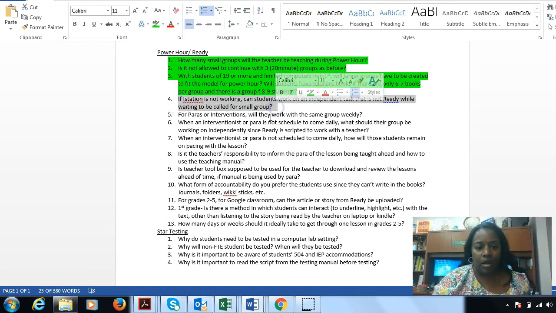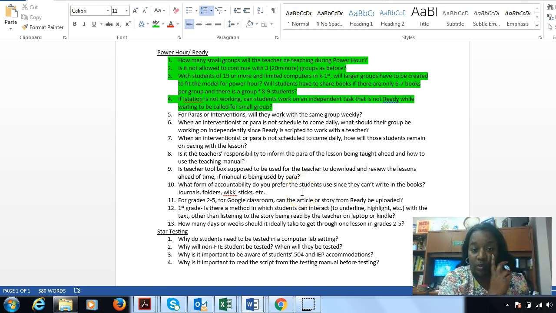Question 4 asks, if iStation is not working, can students work on an independent task that is not Ready while waiting to be called for the group? Yes, they can work on an independent task that is rigorous enough for them to work on. That would be something that would be planned ahead, because you should always have a contingency plan in place.